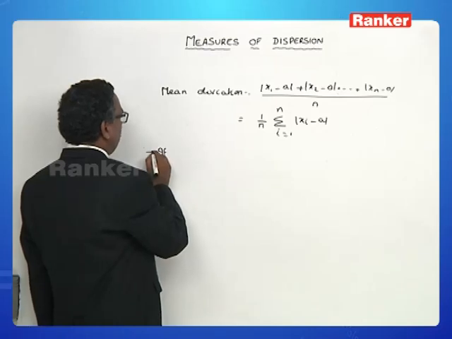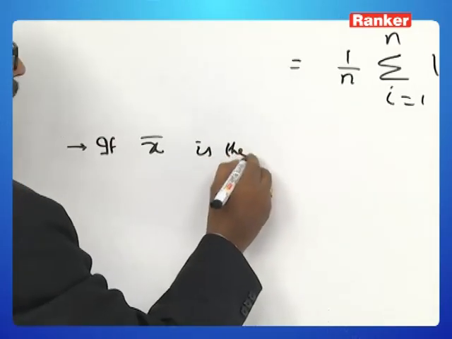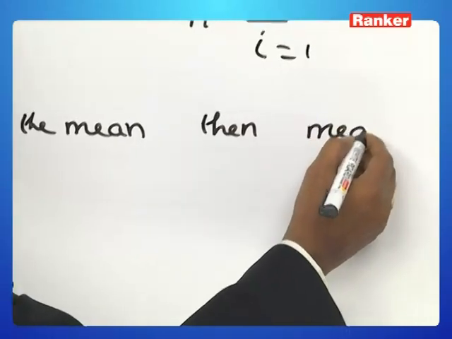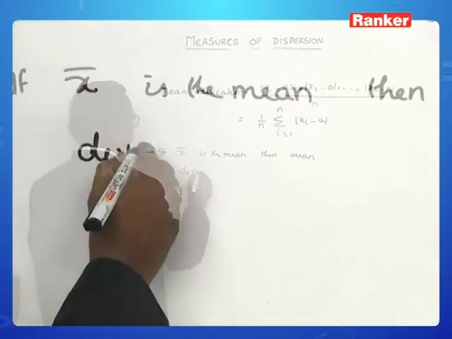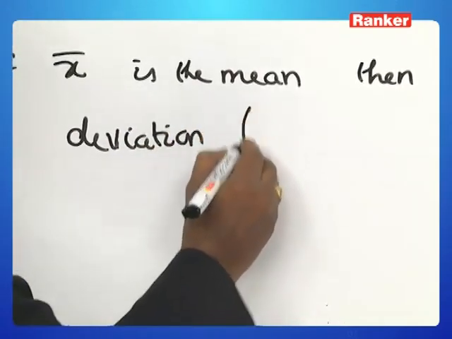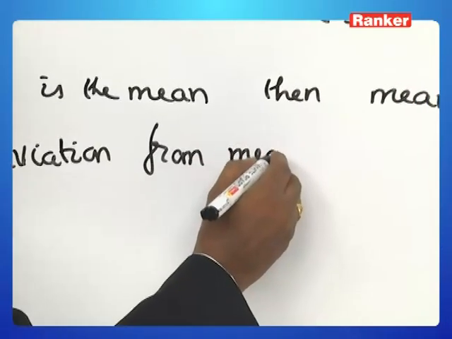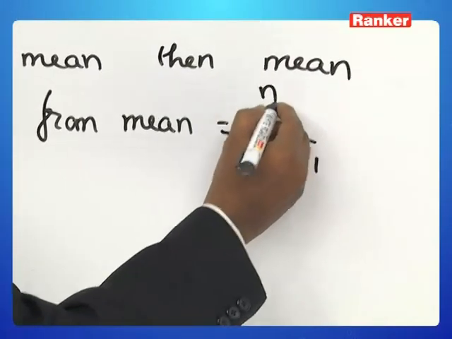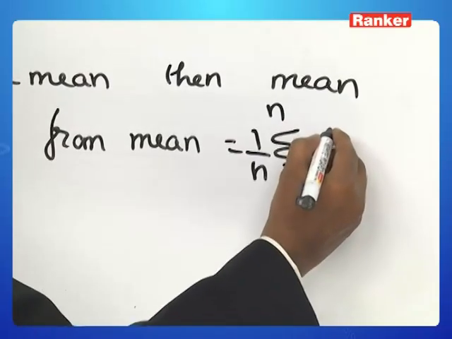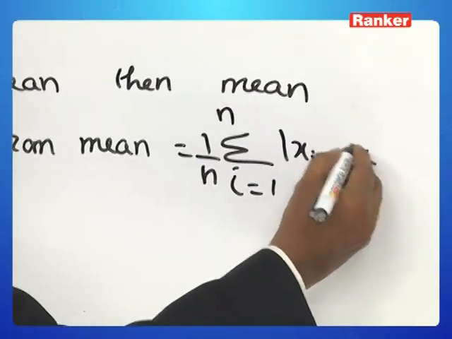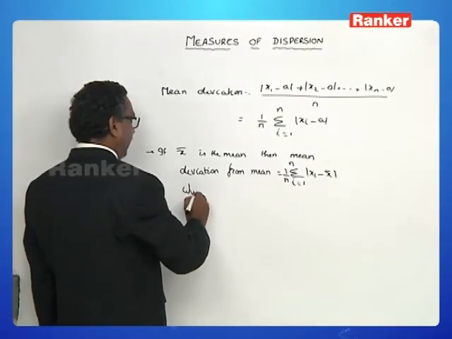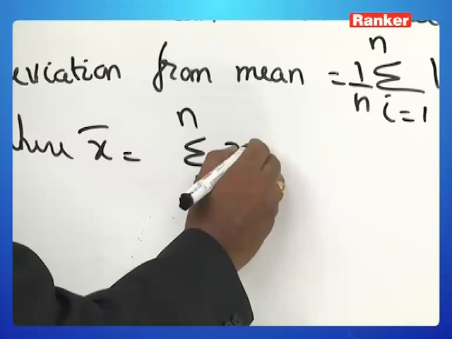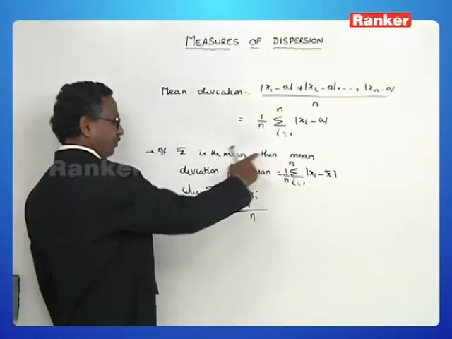If x bar is the mean, then mean deviation from mean is given by 1 by n into sigma i runs from 1 to n modulus of xi minus x bar, where x bar can be calculated using the formula sigma i runs from 1 to n xi divided by n. So this is the mean deviation.